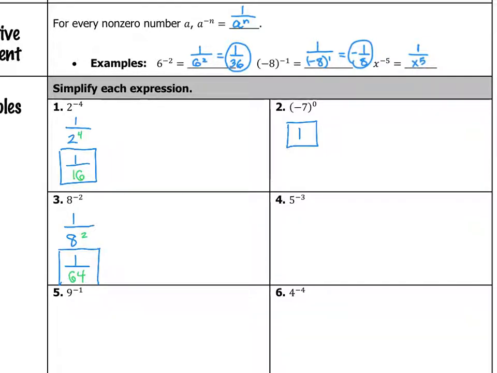Number 4, 5 to the negative 3rd power. I have a negative exponent, so I will rewrite this as 1 over 5 to the positive third power. 5 to the third power, 5 times 5 times 5 is 125. So this becomes 1 over 125.